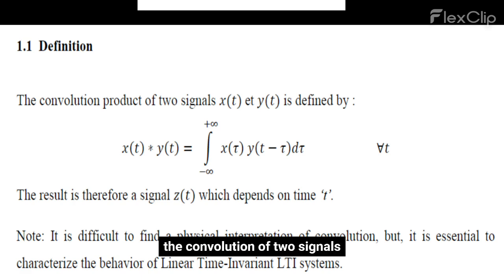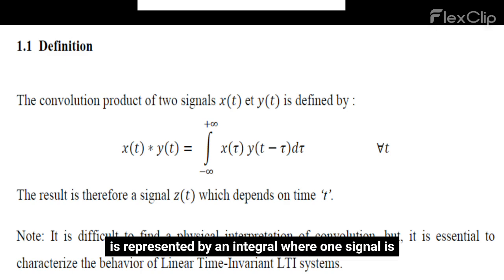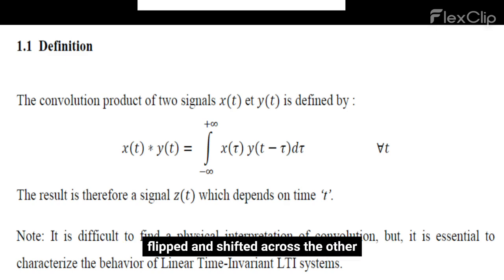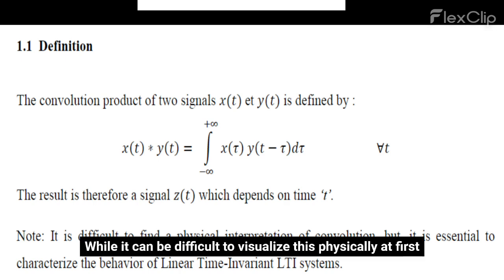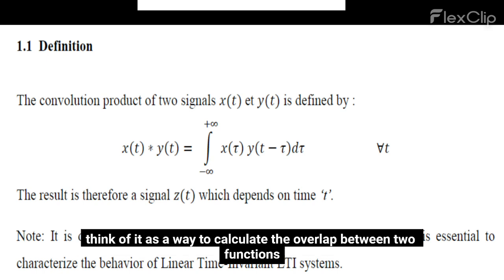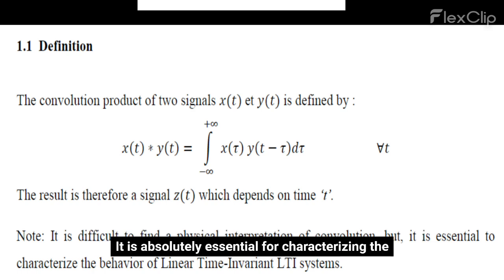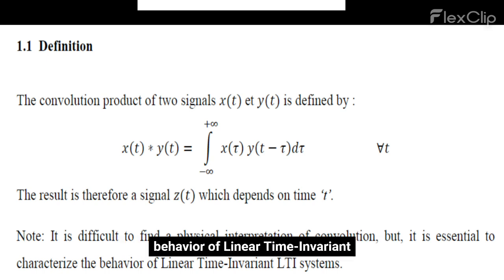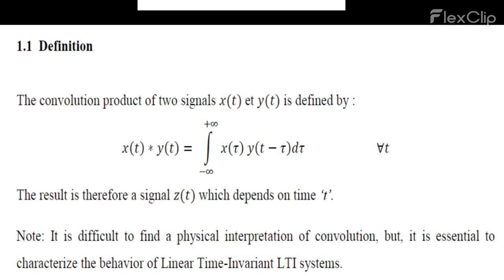Mathematically, the convolution of two signals, x(t) and y(t), is represented by an integral where one signal is flipped and shifted across the other. While it can be difficult to visualize this physically at first, think of it as a way to calculate the overlap between two functions. It is absolutely essential for characterizing the behavior of linear time invariant, or LTI systems, which we will discuss later.